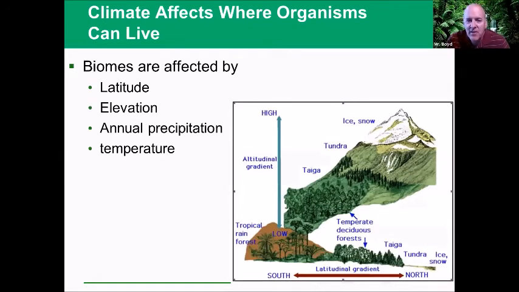Biomes are affected by their latitude, how far north and south they are, by their elevation, how high they are, annual precipitation, and temperature. Altitude has a big difference. If you've just taken a day trip up into the mountains in Colorado, temperature drops a lot from here, doesn't it? It's a whole lot cooler.